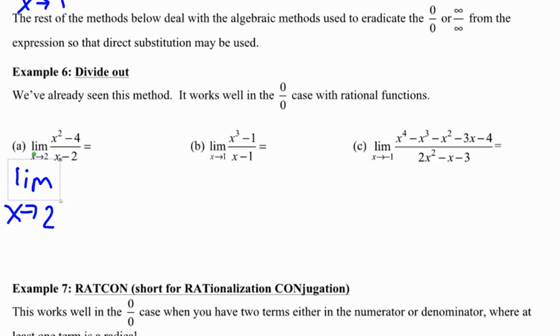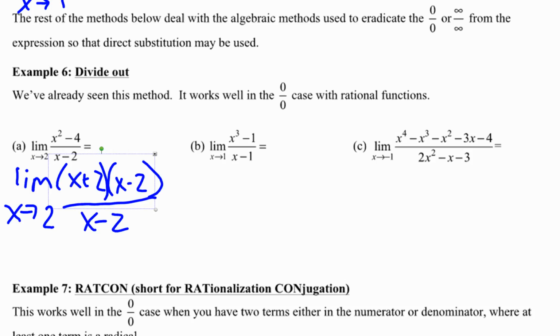So maybe factor. We have x plus 2, x minus 2, and on the numerator or denominator we have x minus 2. Cross that out, then plug it in. The limit equals 4. Okay, this one, hopefully you know how to factor x cubed minus 1. Maybe you don't. If you don't, you should try to learn how to do that, okay? Or quick little thing, do synthetic division. I'll do that on the side.